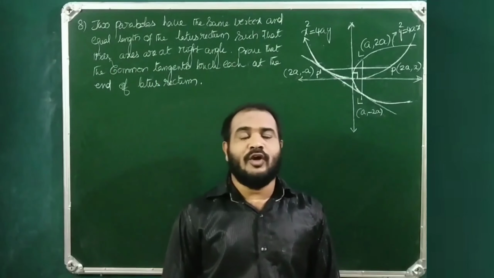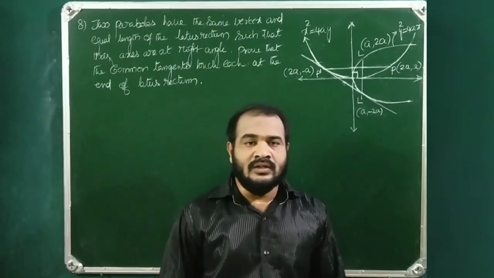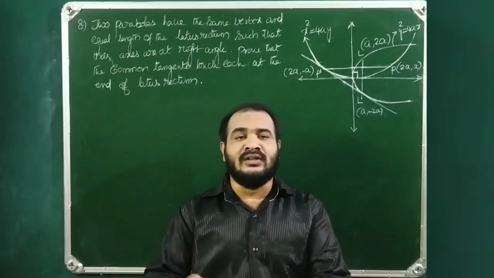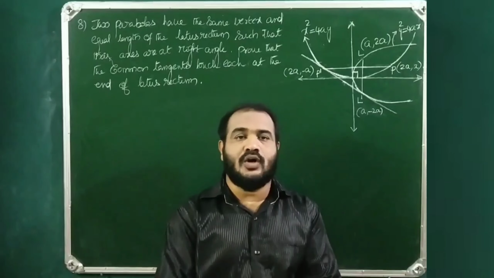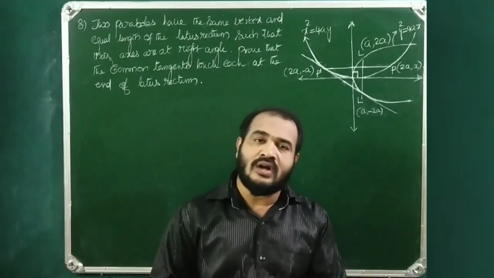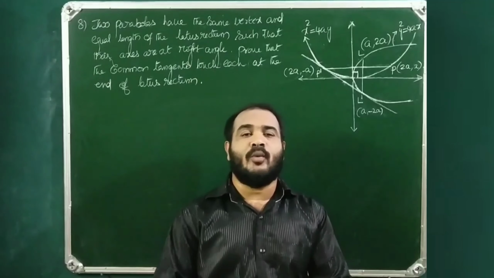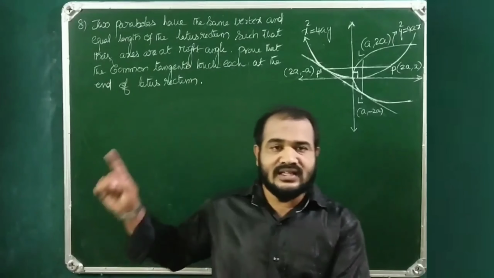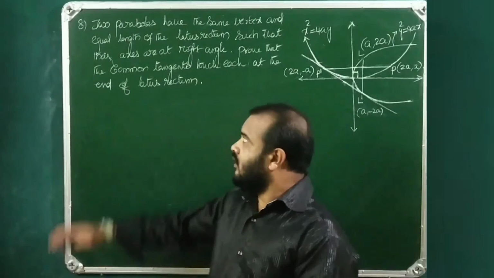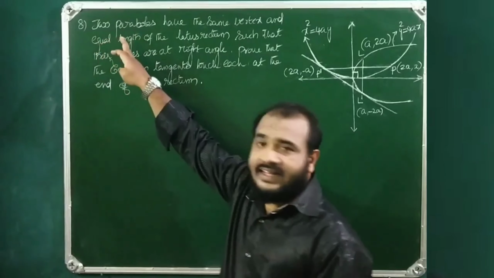Good morning, students. We have been solving the second Roman of the 3B exercise of the chapter Parabola. We have already worked out 7 problems from the second Roman, and this is the 8th problem. The question follows like this.